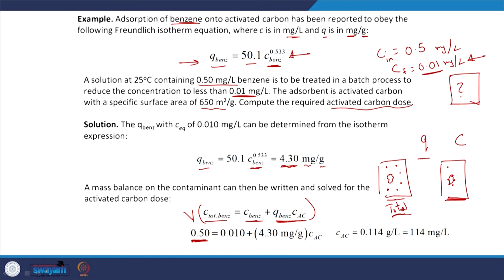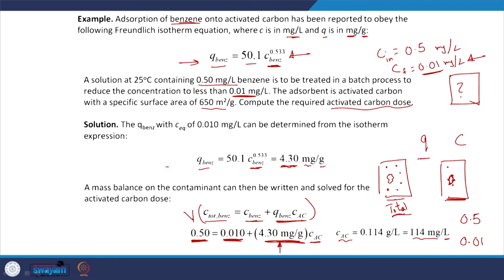So 0.5 is the initial one, and in what phases is that? One phase is still in water, 0.01 milligram per liter, which is the final one, and the other one is that it's also adsorbed onto the media, and I know that it's going to be at 4.30 milligram per gram, and here I am going to have the concentration of the activated carbon required. So from this equation, I see that I need to add 114 milligrams per liter of the particular solution to be able to bring down my benzene concentration from 0.5 milligrams to 0.01 milligram per liter, right? So that's something to keep in mind.